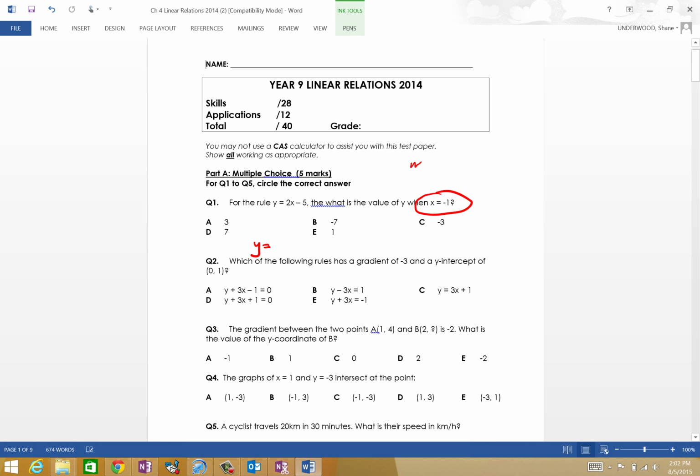So y is equal to 2 times -1 minus 5, which is equal to -2 minus 5, which is equal to -7. So the answer is B. Very good. Okay.